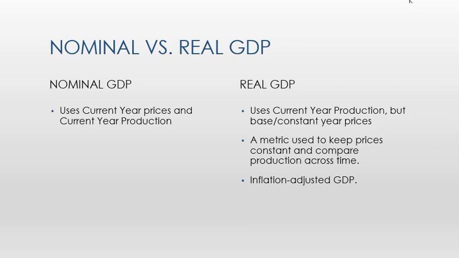So instead of using nominal GDP, we use something called real GDP. We're going to use how much we're producing in the given year, but we're going to use a base year, or constant year, prices. That way we can compare production across time without worrying about price changes. So basically we adjust for inflation, and inflation just means prices are increasing.